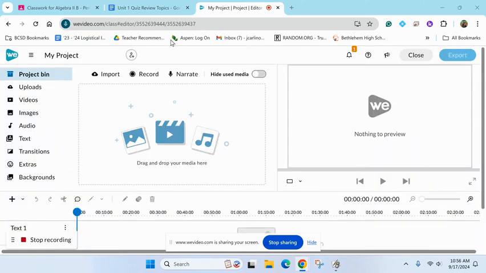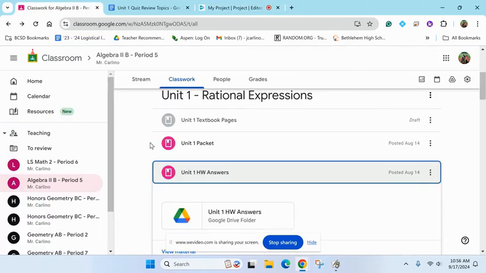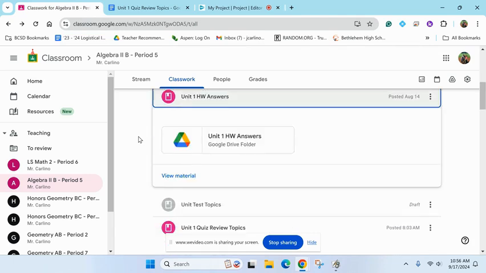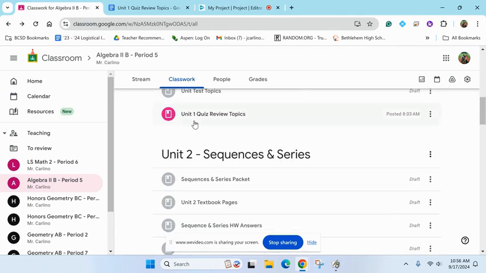Be ready to lock it in today. If you go under Unit 1 on our classroom page, please open up the review topics, Quiz 1 review topics. Open that up for me so you guys don't have to write anything down. I have it there for you. And also get your packet open, please.